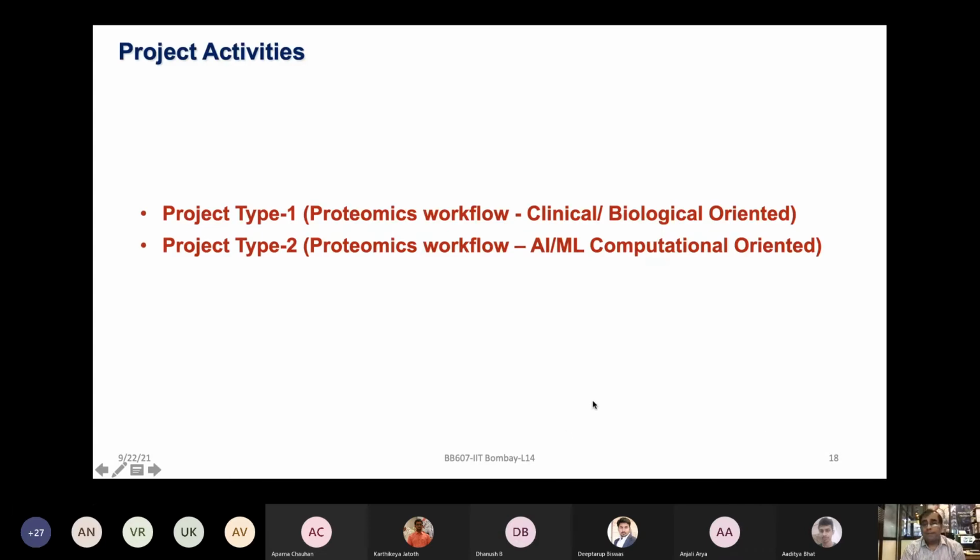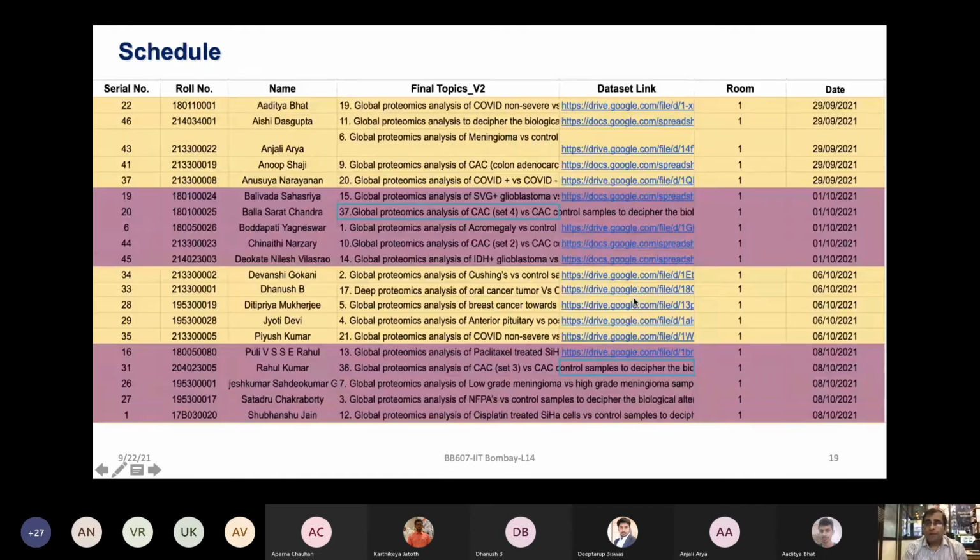You might have seen the sheets by now. We have been discussing with you over emails, and various sheets have been shared with you, that a group of students have been assigned projects which are clinical or biology oriented. Another set of students, who come from more computer science and other computational backgrounds, have been assigned projects linked to computational analysis and more AI/ML types of approaches. So broadly, two different types of projects have been assigned to all the students, around 45 people who are actively participating in the course.